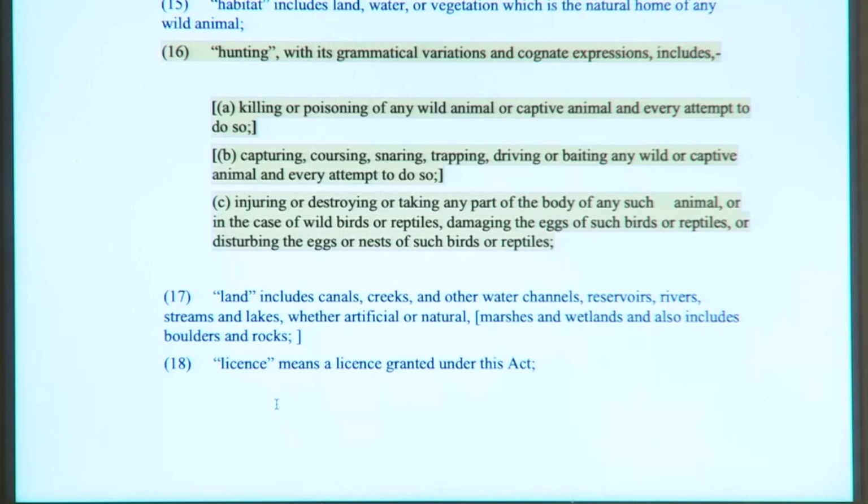So, if somebody is attempting to kill a captive animal or to poison a wild animal, that is hunting. It also includes capturing, coursing, snaring, trapping, driving or baiting any wild or captive animal and every attempt to do so, and injuring or destroying or taking any part of the body of such animal, or in the case of wild birds and reptiles, damaging the eggs of such birds or reptiles or disturbing the eggs or nest of such birds or reptiles.